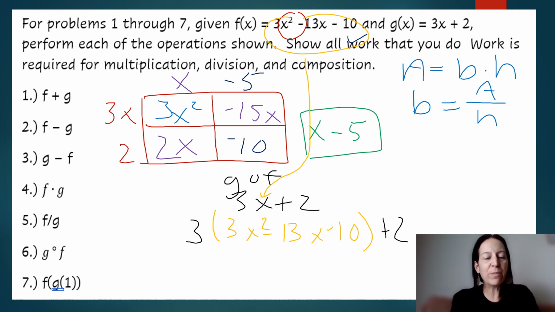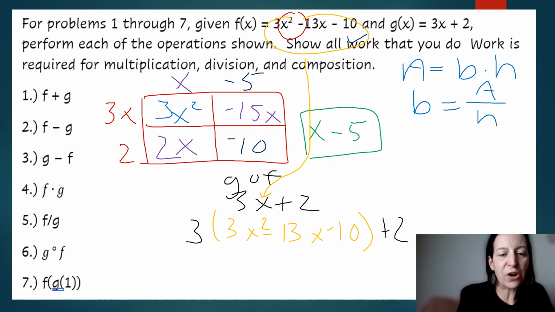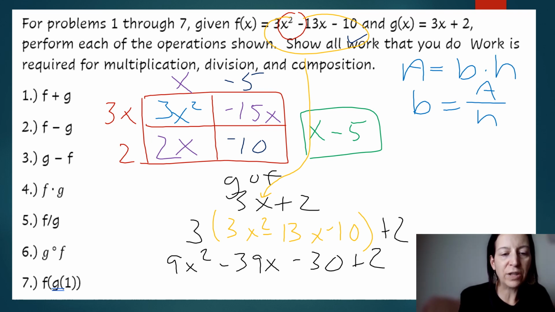Okay, now before we leave this, we do want to simplify it. So 3 times 3x squared is 9x squared. 3 times negative 13 is negative 39, so negative 39x, and then this will be minus 30. And then you can take that minus 30 and that plus 2, and that'll give us negative 28.